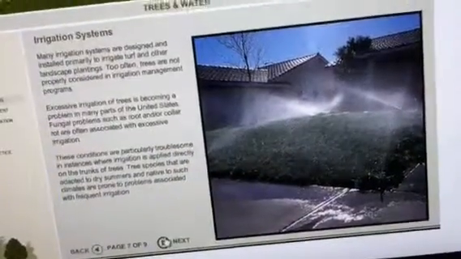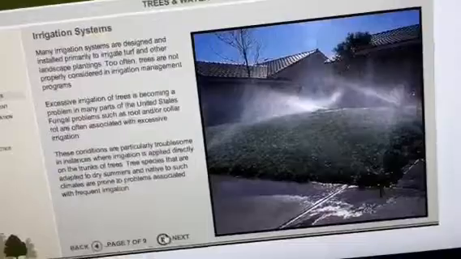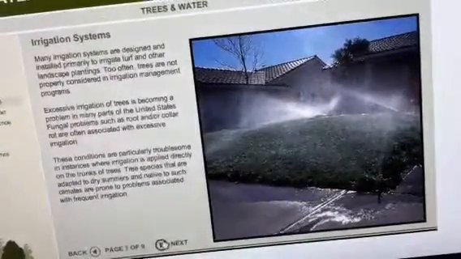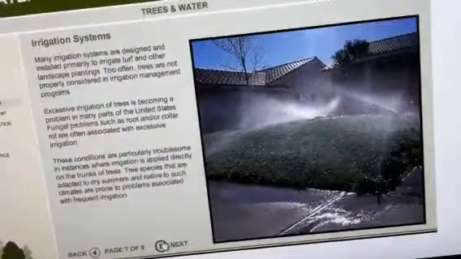Tree species that are adapted to dry summers and native to such climates are prone to problems associated with frequent irrigation.